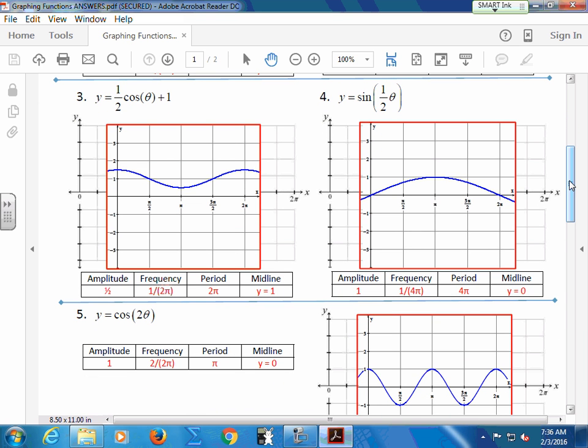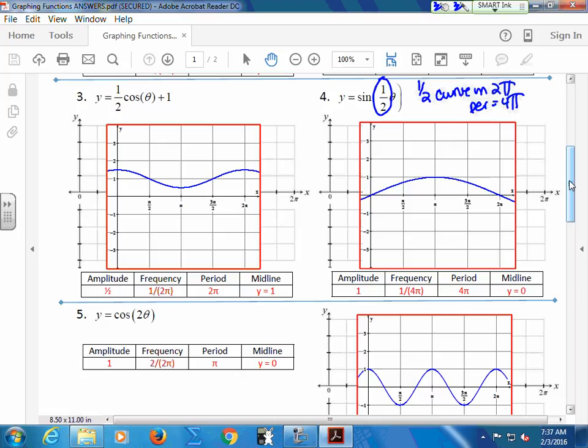Number 4 says my frequency is 1/2. That means I have half of a curve in 2 pi. So now, half of a curve in 2 pi. What's the period? How long to complete one full curve if I do half in 2 pi? 4 pi. So it's going to take me 4 pi to complete one full cycle.